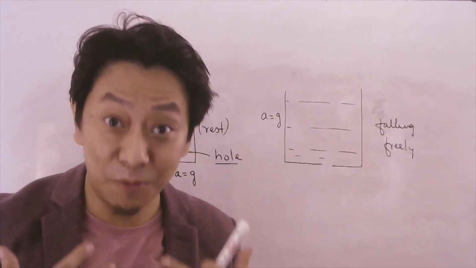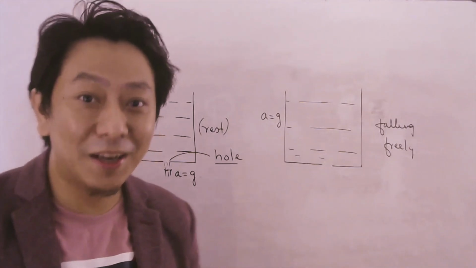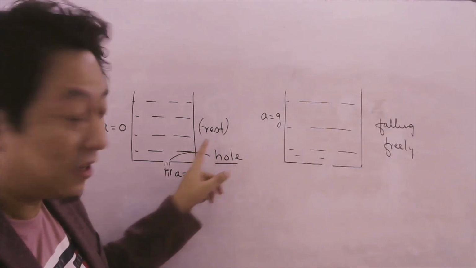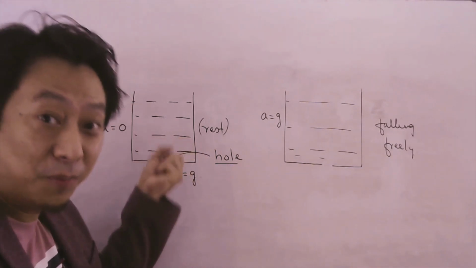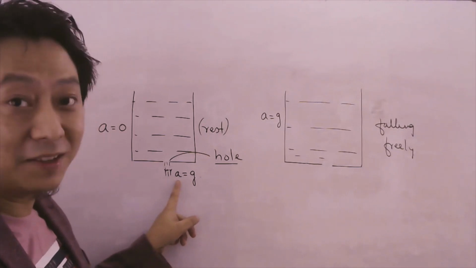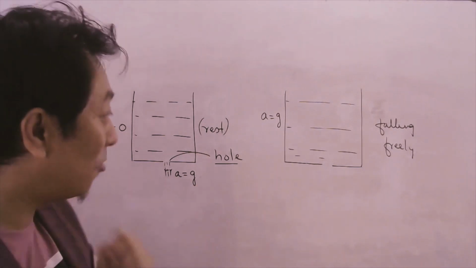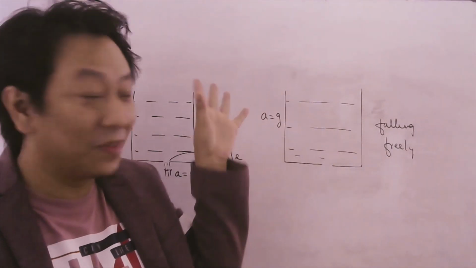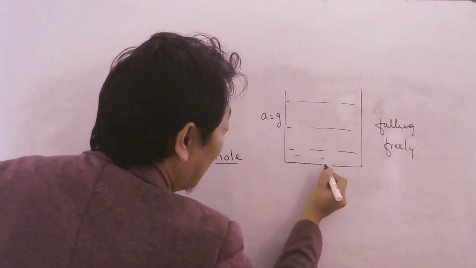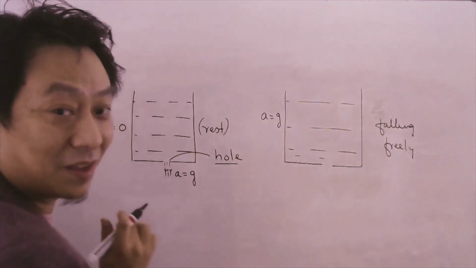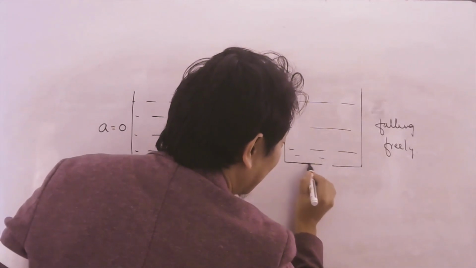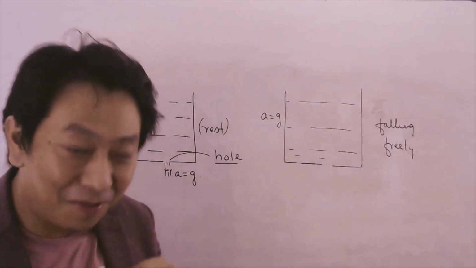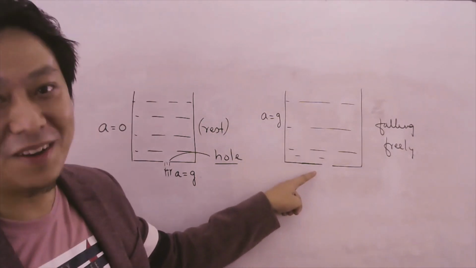To show you guys a demonstration on weightlessness, I took a container with a hole. First, I keep the container at rest, and since there is a hole, the water will be pulled by gravity and it will come out with acceleration equal to g, right? However, if I allow the container to fall freely, if I let it go, then the water, which was supposed to come out, and the container are going to fall together at the same rate. Therefore, the water will be unable to come out.